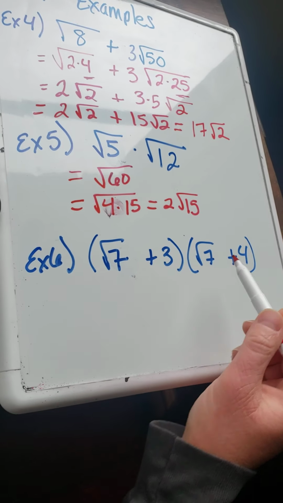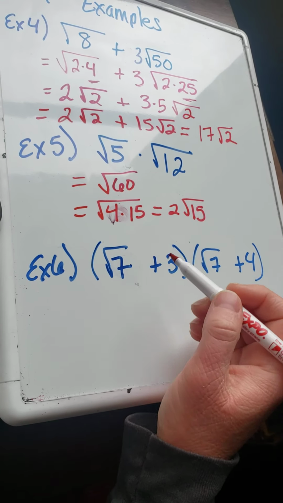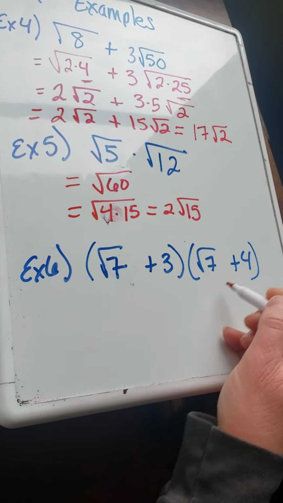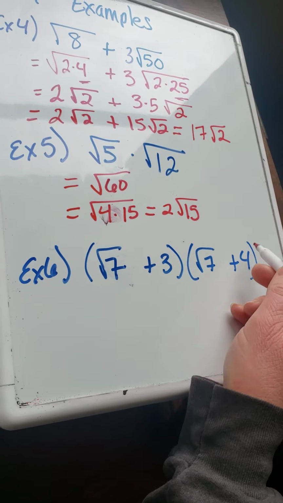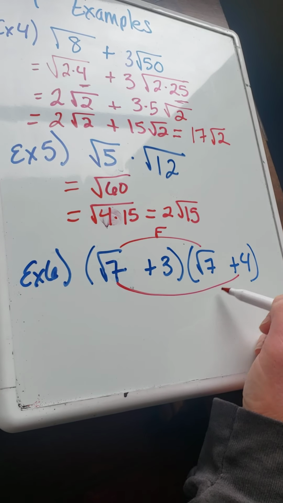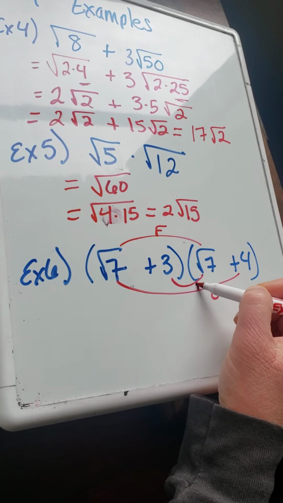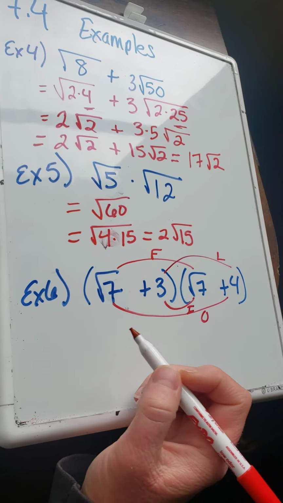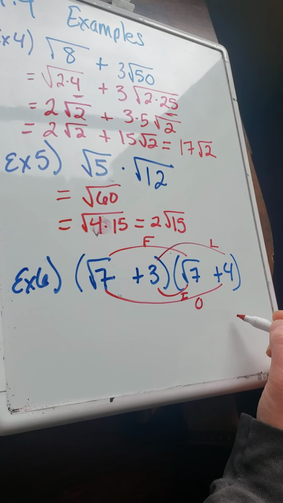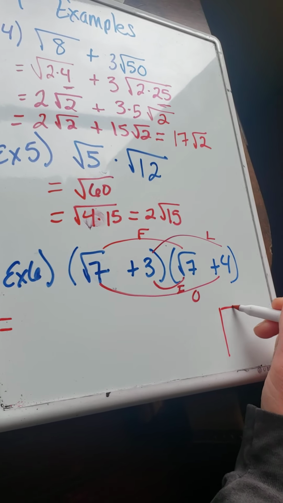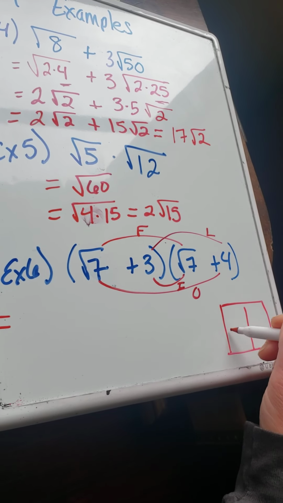Okay, and then the last one, we have two binomials with radicals multiplied together. So you can do the FOIL first, outside, inside, last. So again, that's first, outside, inside, and last, if you want to do it that way, or you can do that box method that I set up before, which would look like this.